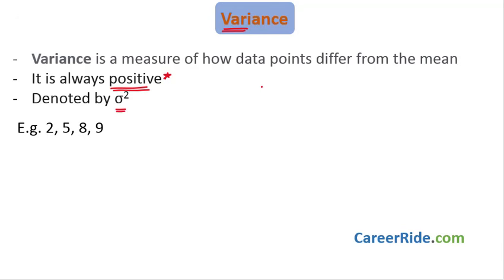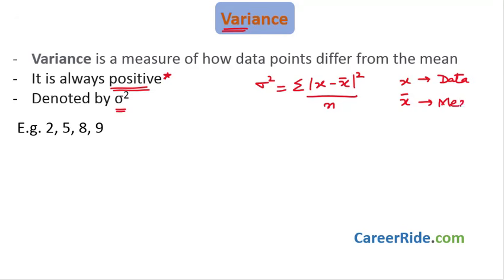Now, how to calculate this variance: sigma square is equal to sigma mod of x minus x bar whole square divided by n. Here, x is the data, and x bar is the mean, as we already know. And n is the number of observations.